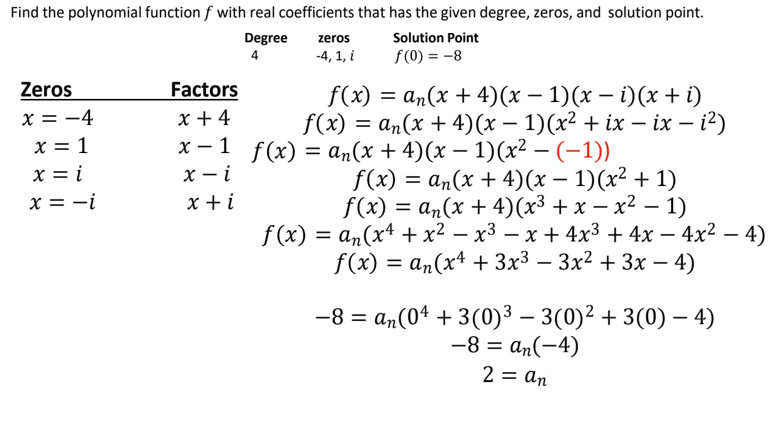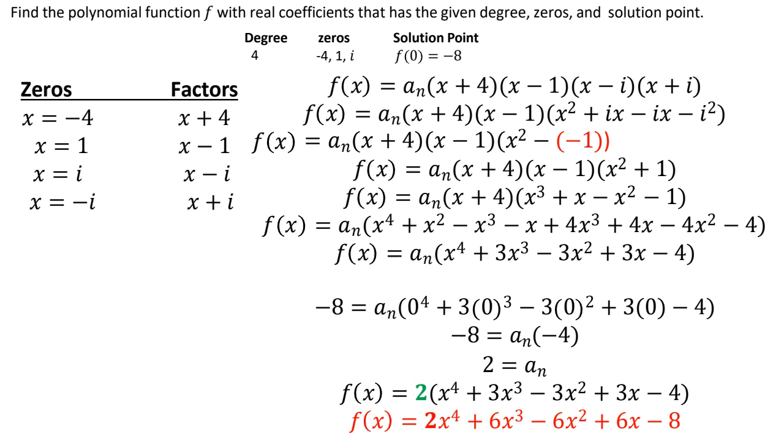So I'm going to replace that a sub n with a 2 over here. To get my answer, I'm going to distribute that 2 to this polynomial, and I'll have 2x to the fourth plus 6x cubed minus 6x squared plus 6x minus 8. Again, with this information, I was able to come up with the polynomial with these given characteristics. My polynomial is a degree 4. The highest exponent is a 4.